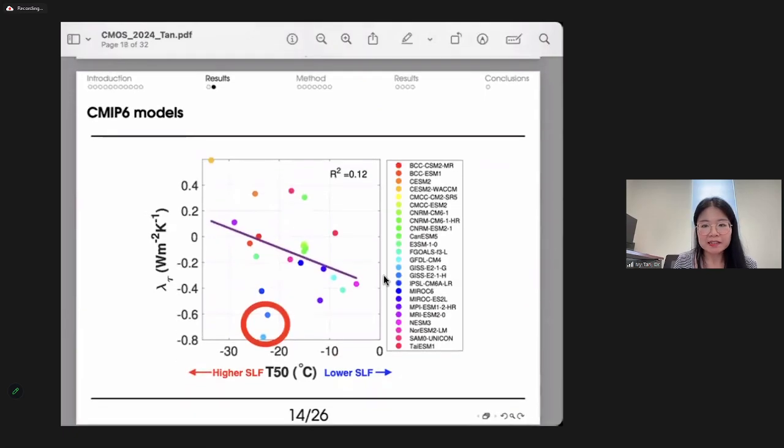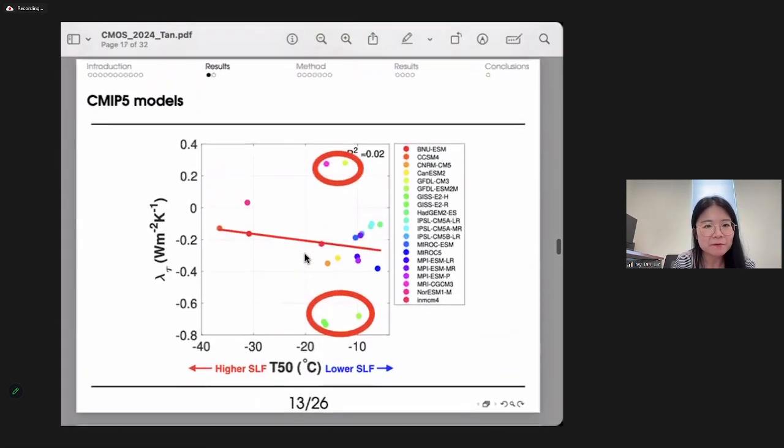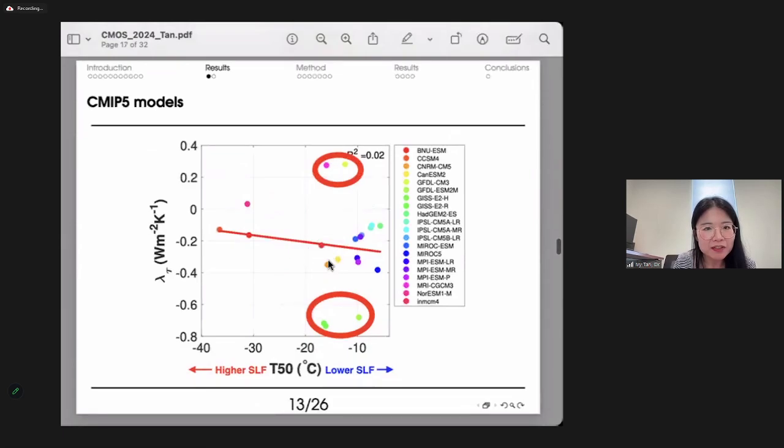For CMIP6, we're finding that the correlation is much stronger, and it's also consistent with what we'd expect from the cloud phase feedback, again, except for these outliers here that would otherwise make the correlation much stronger. And maybe I should point out the CanESM model here. CanESM is here for CMIP6, and for CMIP5, it's also somewhere in the mid-range value over here.